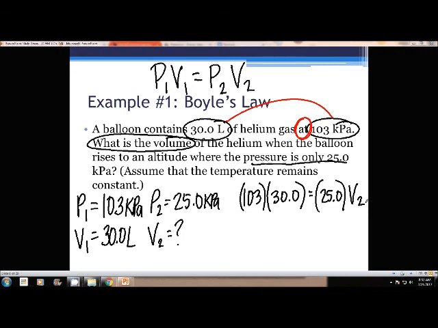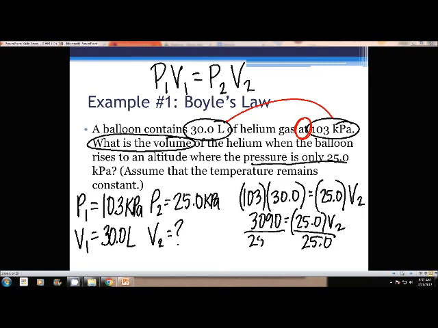You can plug in an X or a different variable to solve for, but we're solving for it. Do you guys need me to show step by step how to solve for it, or do we know what to do? Show it? Okay, so can somebody take 103 times 30 and tell me what that is, please? 3,090, okay, equals, and then I still have 25.0 times V2. So now, which one am I dividing by? 25. The 25, because I have to get V2 by itself.